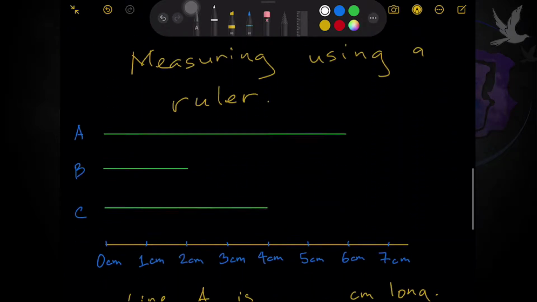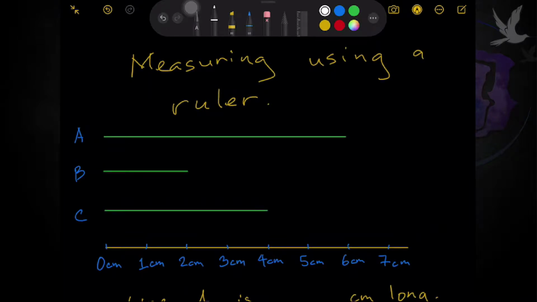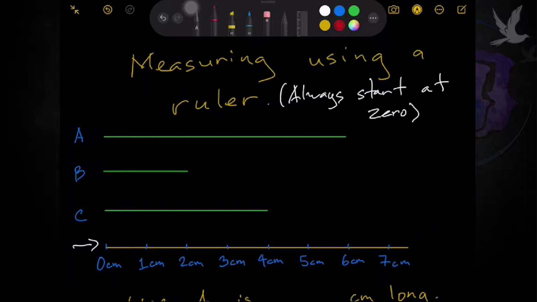Measuring using a ruler. Okay. Remember, I have a tip for you. When we measure, always start at 0. Okay? We always start at 0. Especially when you count. You can actually start at any number, but if you count, you start with 0. What do I mean? I'm gonna explain it to you later.